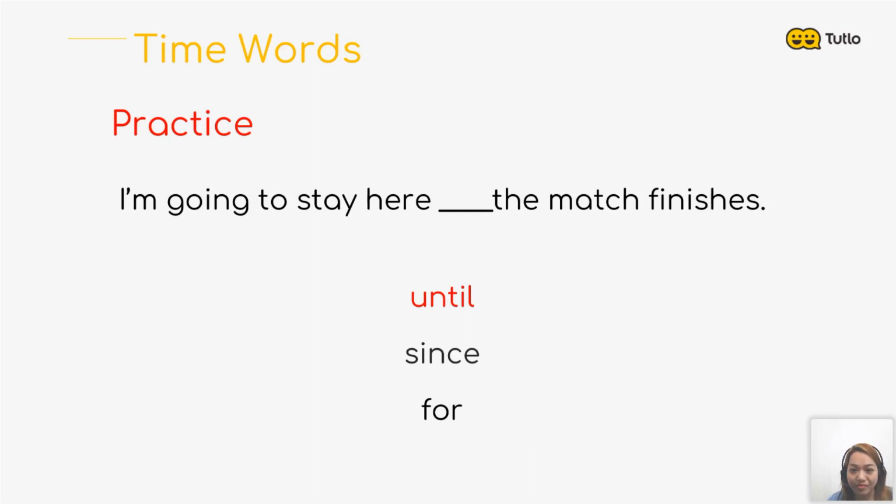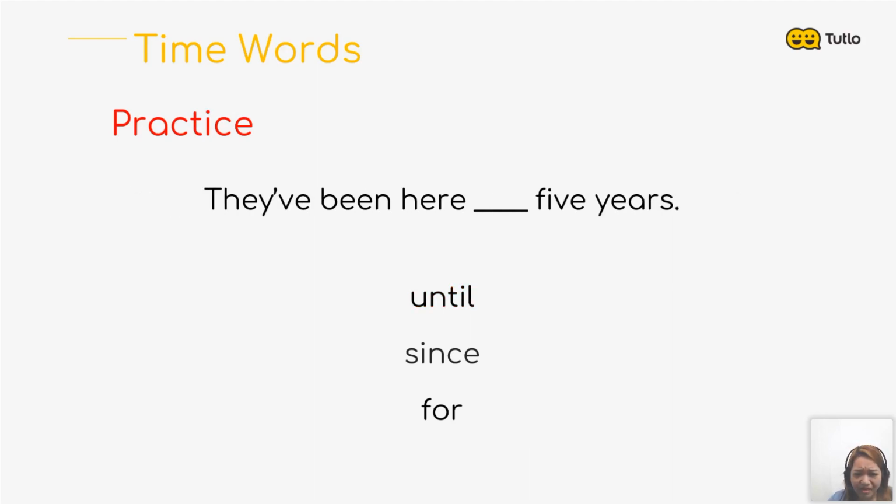Next, let's continue. They've been here blank 5 years. Again, this is the perfect tense. So what do you think? Very good. Thank you, Maya. That's really fast of you. Yes, correct. Very good. 4, 5 years. Correct. Okay.